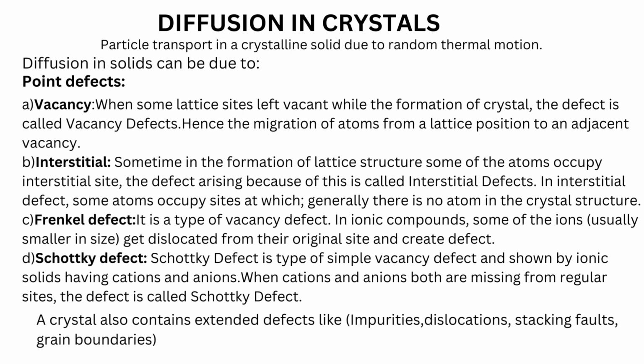Frenkel defect is a type of vacancy defect. In ionic compounds, some of the ions get dislocated from their original site and create a defect. Schottky defect: when cations and anions are both missing from regular sites, the defect is called Schottky defect. A crystal also contains extended defects like impurities, dislocations, stacking faults, grain boundaries.